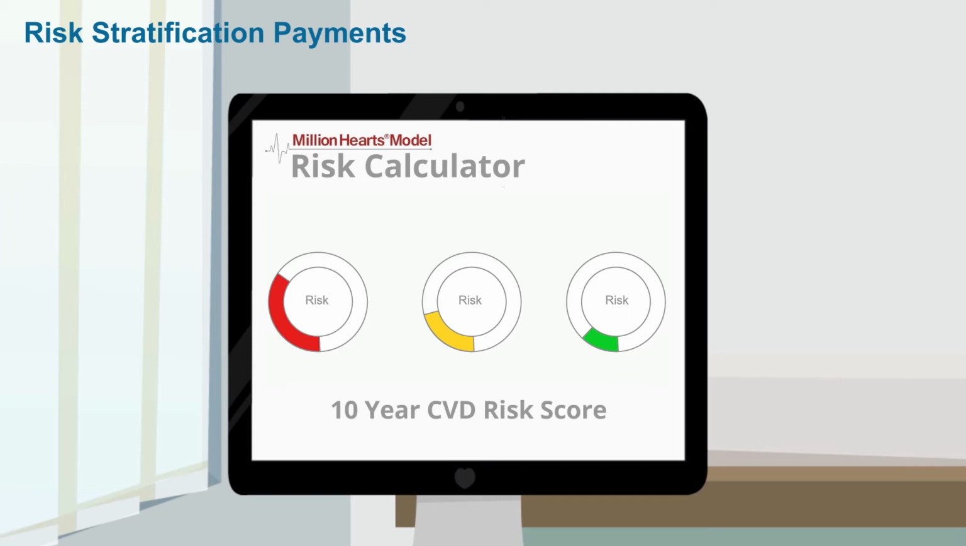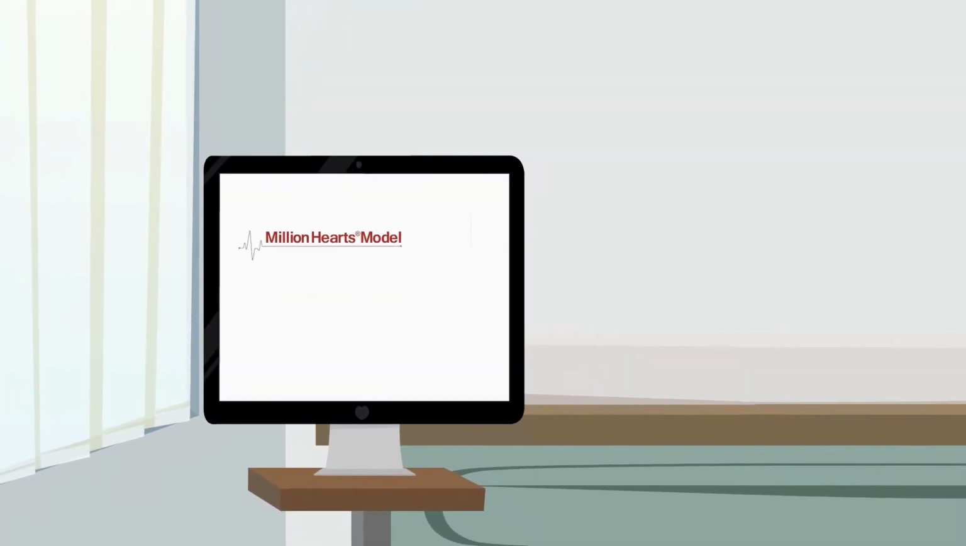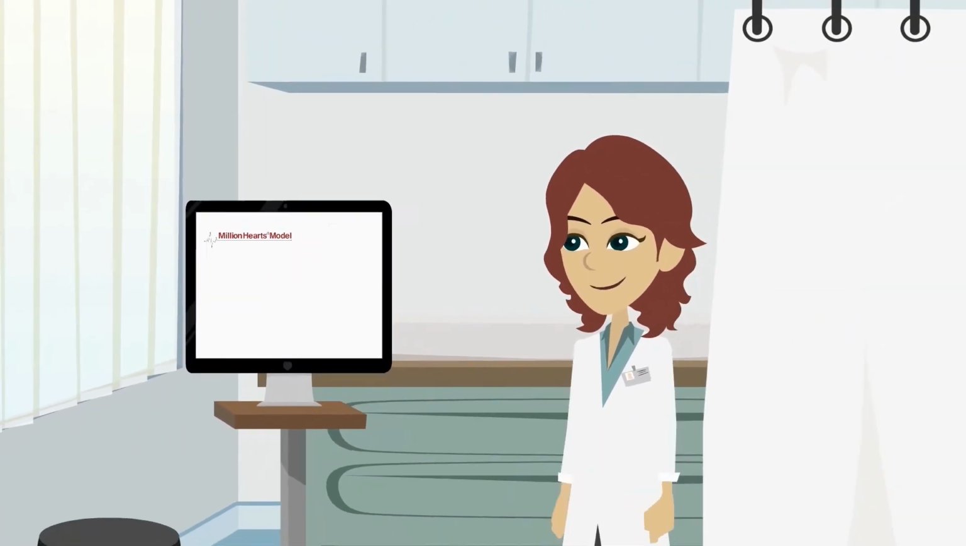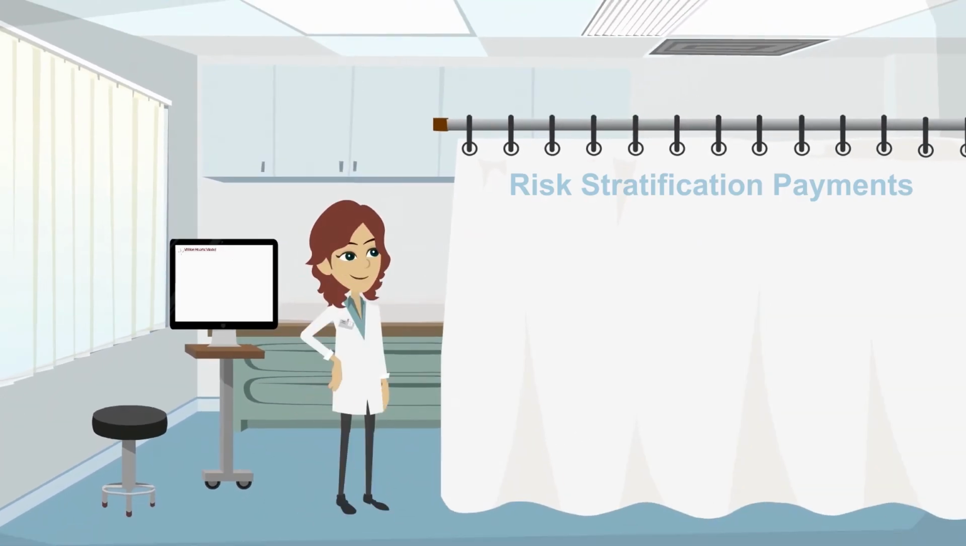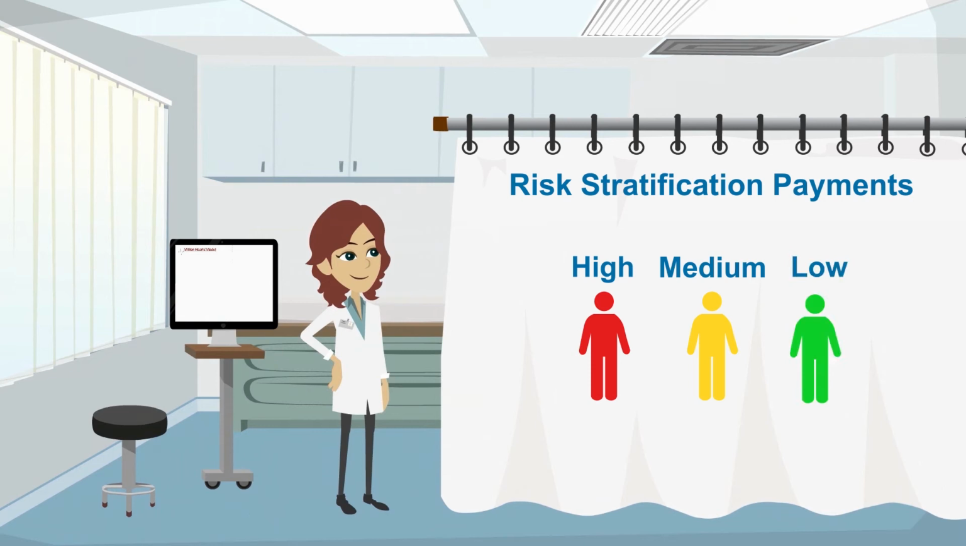Keep in mind, these patients will be categorized as high risk throughout the model, even if their high risk scores reduce over time. The risk stratification payment is a one-time payment of $10. Your organization will receive a one-time risk stratification payment per eligible patient that you enroll and risk stratify regardless of whether they are high, medium, or low risk according to their baseline score.